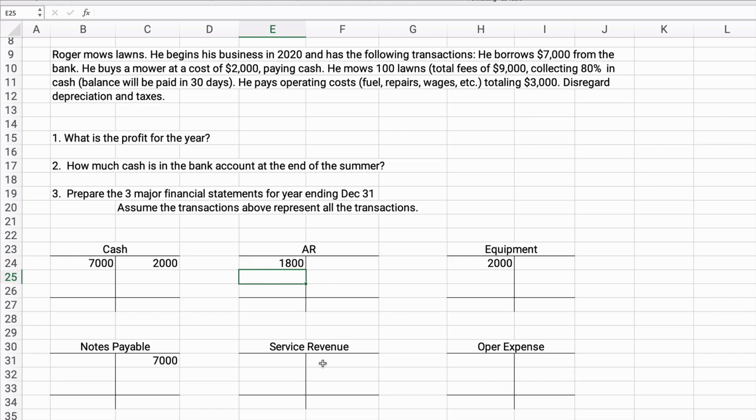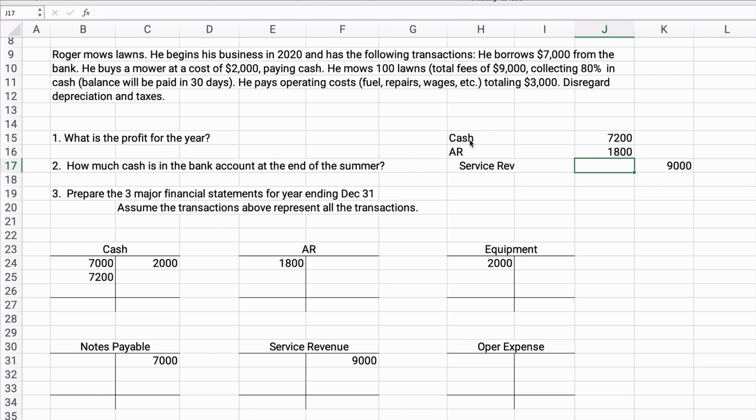Okay. The service revenue is going to be the full 9,000. And then how much cash did he collect? Well, it's going to be the 9,000 times the 80%. So that's $7,200. Now, if we wanted to make this as a traditional journal entry, we would say cash, we would say accounts receivable, and we'd credit something like service revenue. That's our account title here. So we know our revenue is the full 9,000. And we collected cash of $7,200, and our accounts receivable is $1,800.